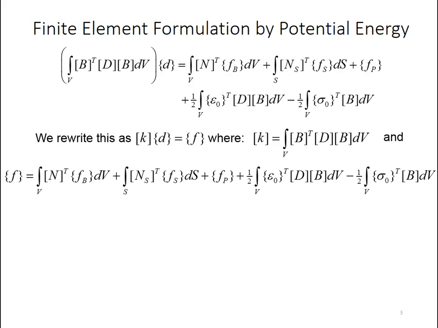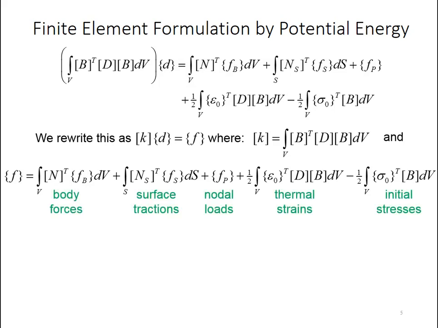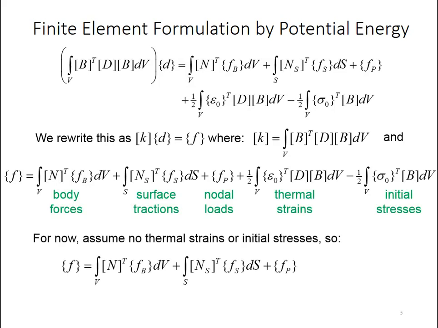And then I have an expression for what I can now call my force vector, and it's made up of 5 pieces. The first 2 pieces listed here come from the body force and the surface tractions. The third piece is my point loads, and the fourth and fifth come from thermal strains and residual stresses, respectively. So let's assume that we don't have any thermal strains or initial stresses. We can add them in later if we want to deal with that. For right now, we'll just neglect them so we can see the force is made up of three terms: the body forces, surface tractions, and nodal loads.